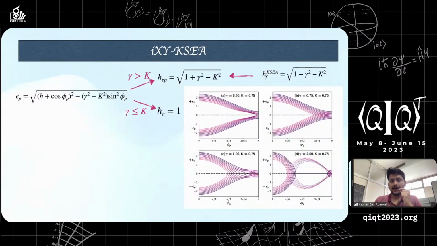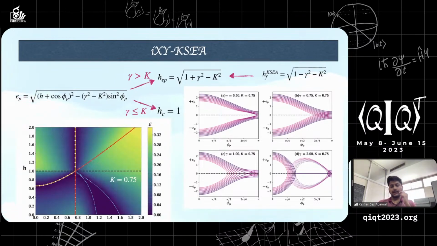So this is the band diagram of the IXY KCA model, where H is from 0.6 to 1.4. In part A, where gamma is less than k, that is, Hermitian interaction strengths dominate, we see that there is a metal to insulator transition. There's a gap to gapless phase. Whereas in C and D, we see that when the non-Hermiticity parameter dominates, we see complex parts, which are denoted by the dotted lines.